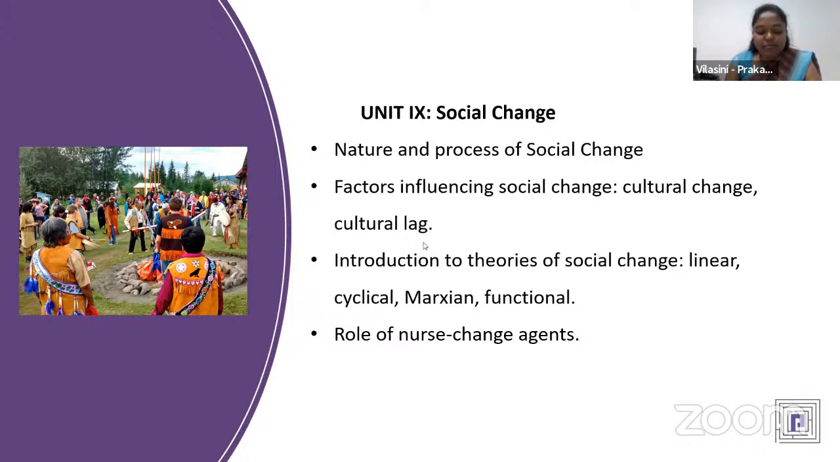Then comes the Marxian theory. This is called conflict theory. Conflict means it is a ruling class theory. Every stage will prepare the ground for the next stage. So Marxian theory is also called conflict theory, where human society will pass through different stages, each of which has ground for the next stage.